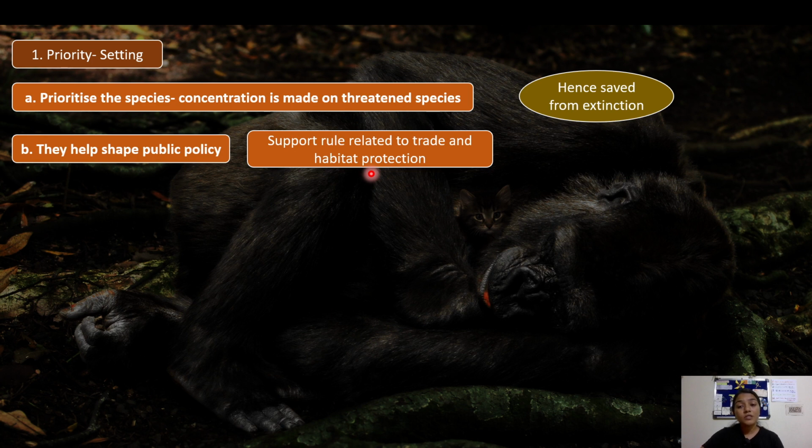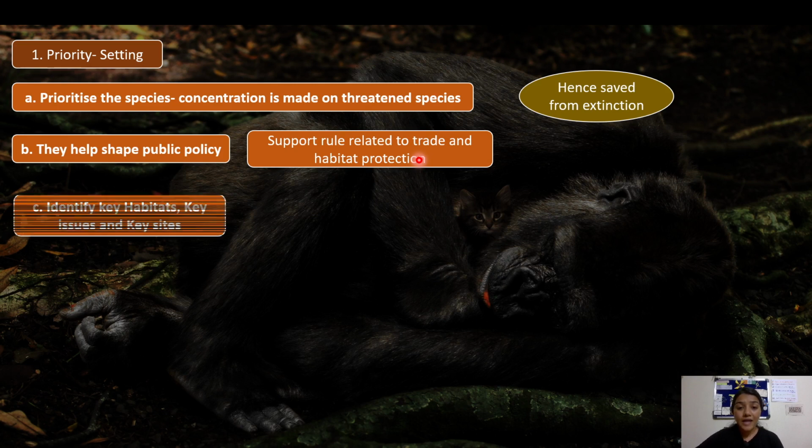Now the government will become active, and they will understand that it is important to protect their habitat, because if we do not protect their habitat, the species will get extinct, and for any kind of illegal trade or something that is going on related to that organism, rules will be prepared, right? Therefore they help to shape public policy.